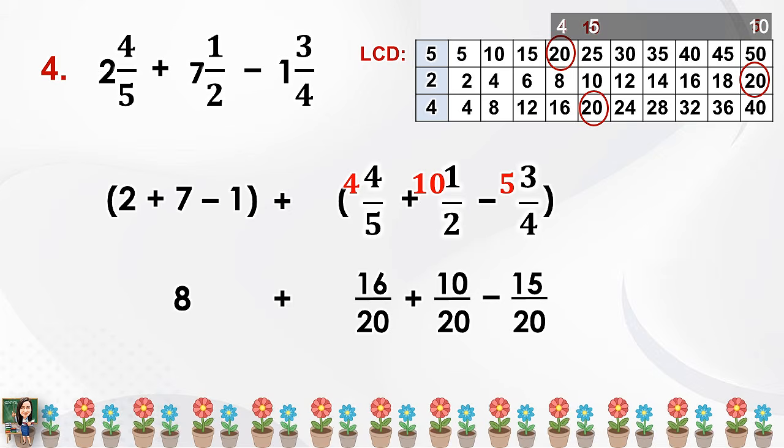Now, to get the answer, copy the whole number 8. Then, 16 plus 10 equals 26, minus 15 equals 11 over 20. So, the final answer is 8 and 11 over 20.